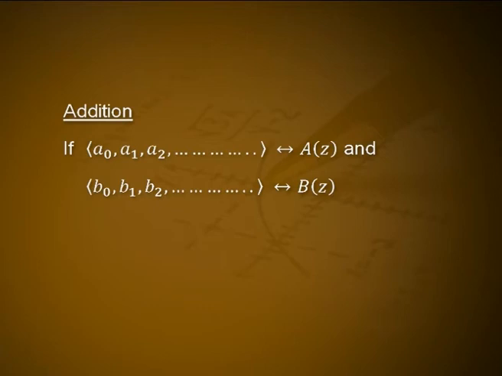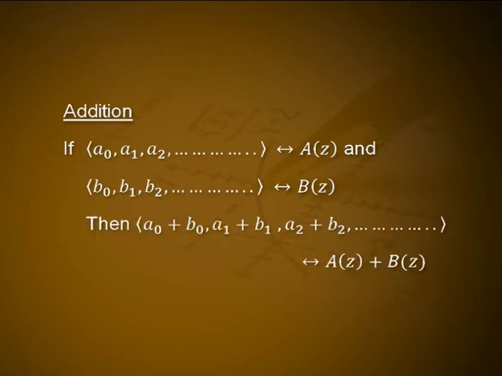Addition. If the sequence A0, A1, A2, etc., has the generating function A of z and the sequence B0, B1, B2, etc., has the generating function B of z, then the sequence A0 plus B0, A1 plus B1, etc., has the generating function A of z plus B of z.